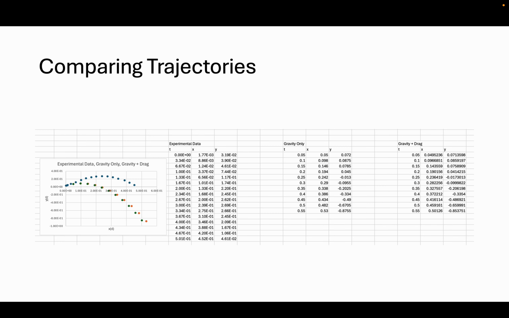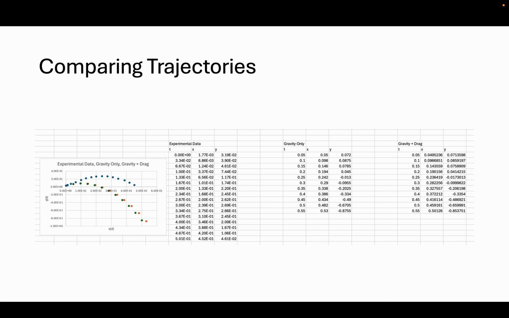This graph compares three trajectories. The blue dots represent the experimental data from the actual pickleball motion. The orange dots represent the gravity-only model, and the green dots represent the gravity plus drag model. As you can see, the gravity-only model falls much more quickly than the experimental data, which indicates that it's missing a force, namely air resistance.